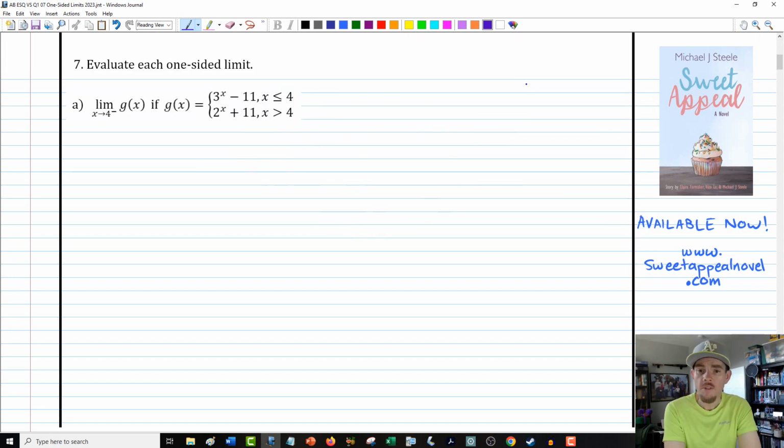The first of those problems is going to be question 7A. 7A fits the structure of these problems for question number 7, which is going to ask you to evaluate a one-sided limit of some kind. In this case, question A says that you are supposed to evaluate the limit as x approaches 4 from the left side of g of x if g of x is given by the piecewise function shown at right. So our job here is to determine what that limit is if it exists, although with one-sided limits we're typically going to find that that limit does exist, and then of course to evaluate that limit.